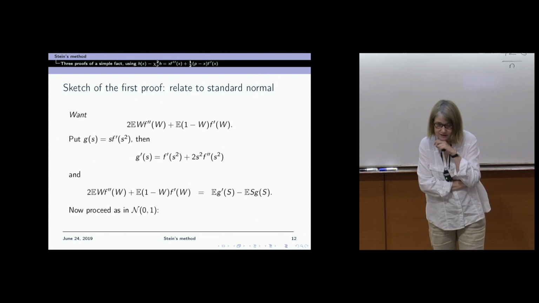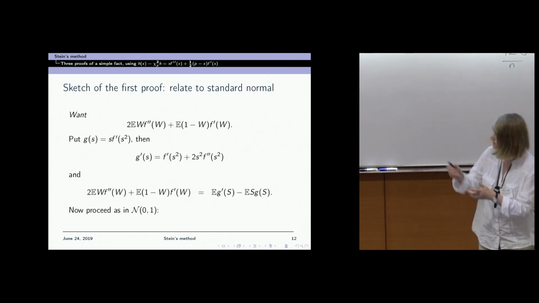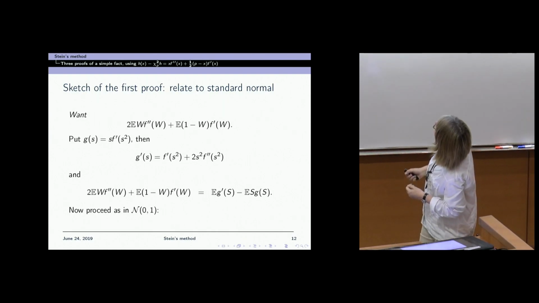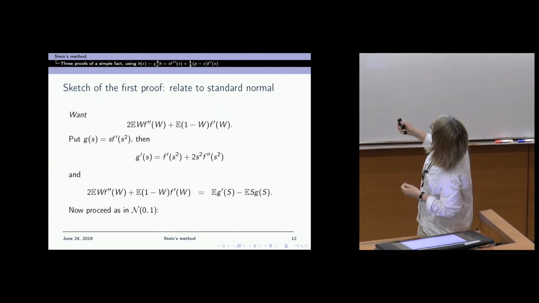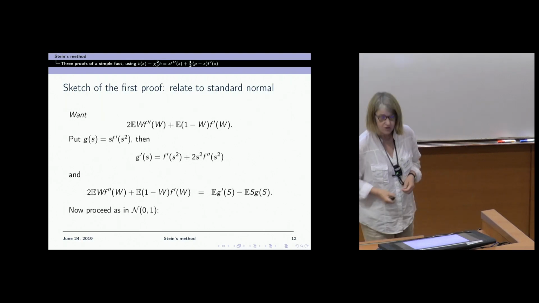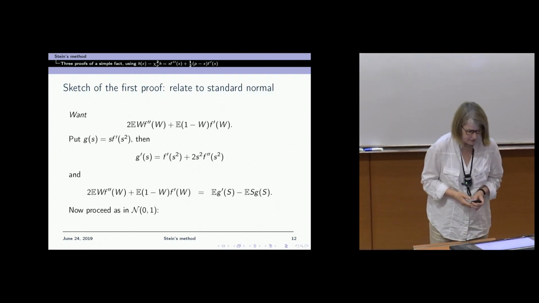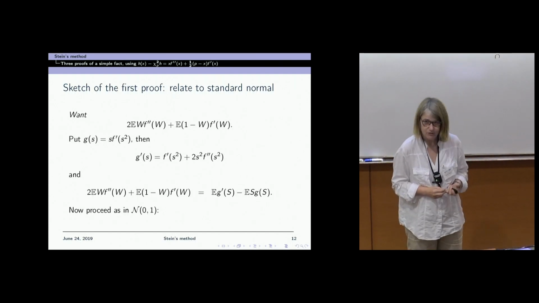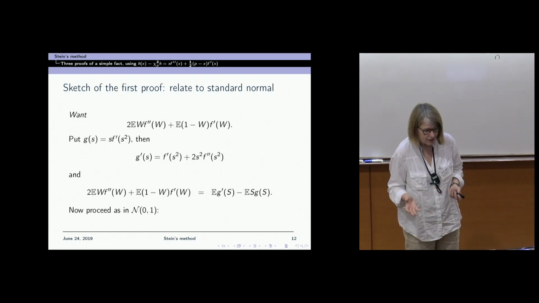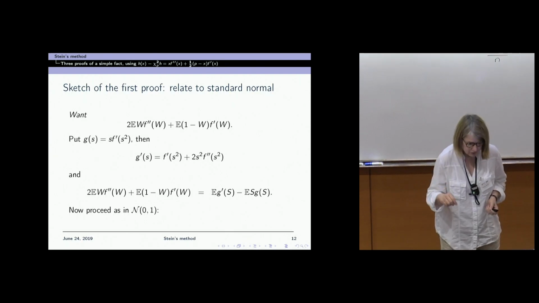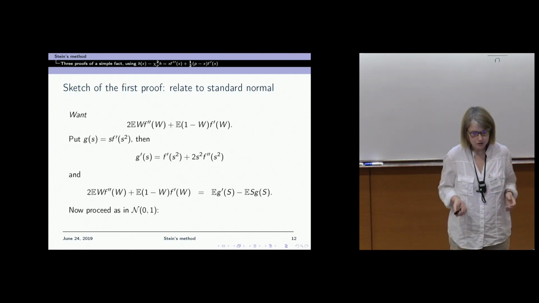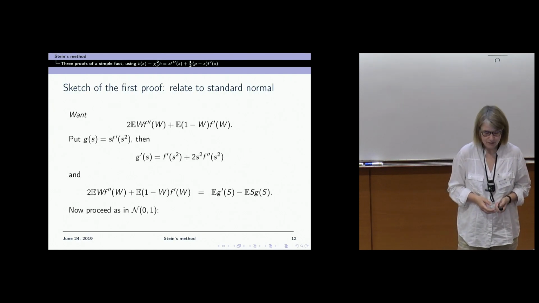So this is a sketch of the first proof. Remember the chi-square equation up there? I multiply with a half, so I want 2 expectation w f double prime of w plus a half plus expectation 1 minus w f prime of w. Want to bound that? Well, in this proof, the trick was to say something like Peter did in his talk just now. We put g of s as s times f prime of s squared.